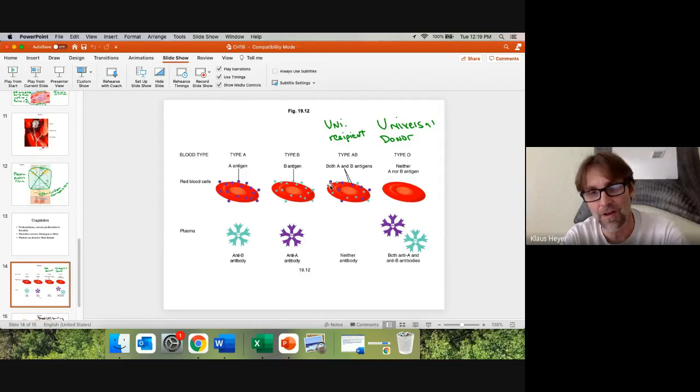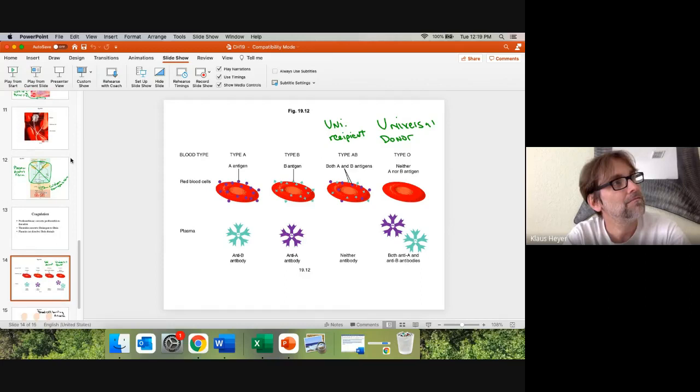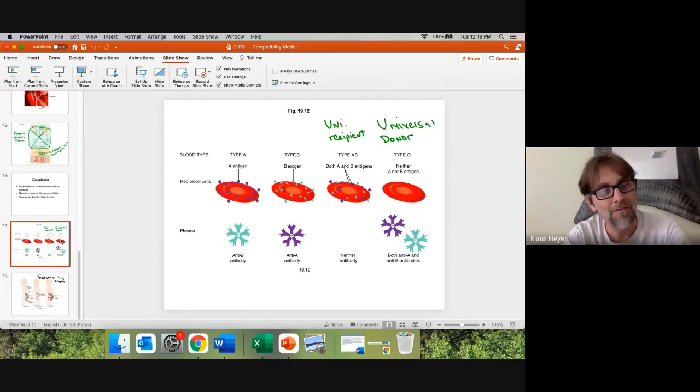But we have to add something on top of that. I don't have it as a slide, but you have to add the RH factor. RH. So if you have the RH, you're positive, and if you don't have the RH, you're negative. So you have two different things. You have the blood type, the A and the B antigen, and then you have the RH.